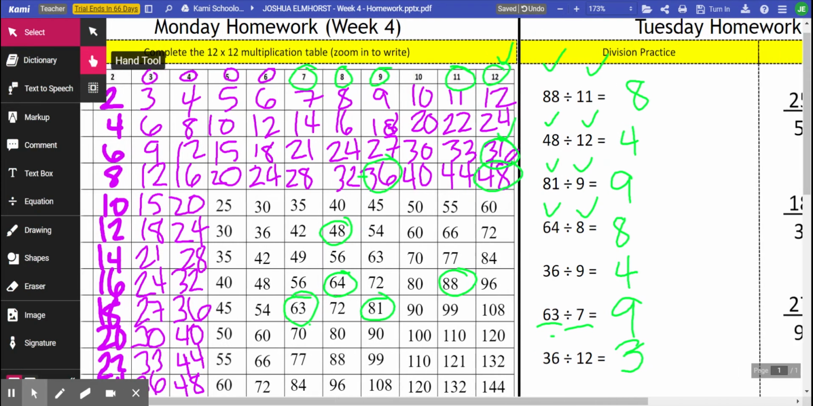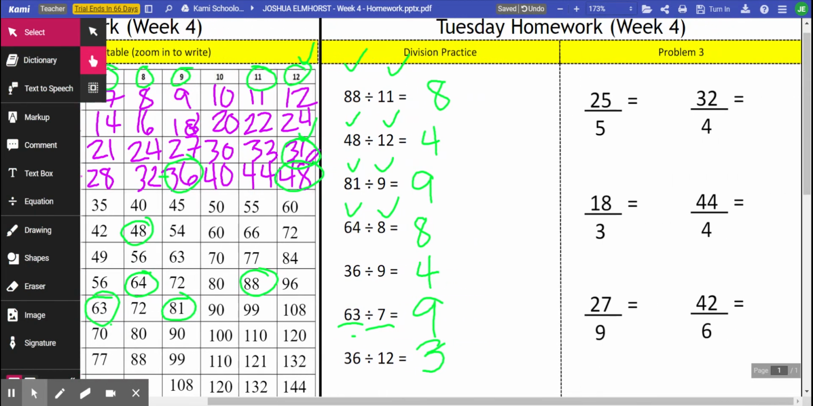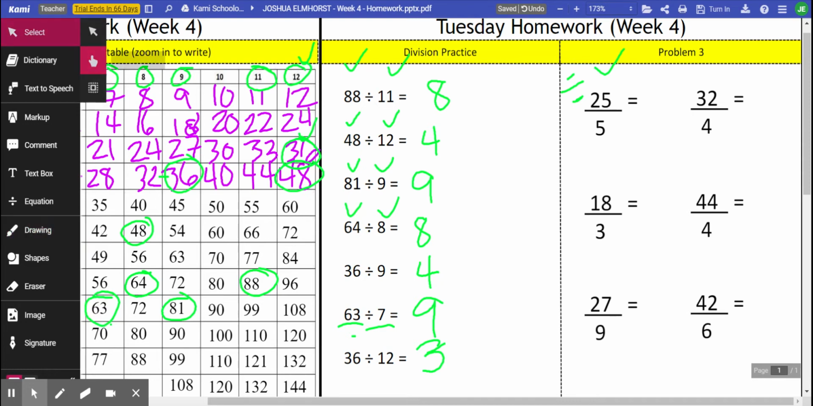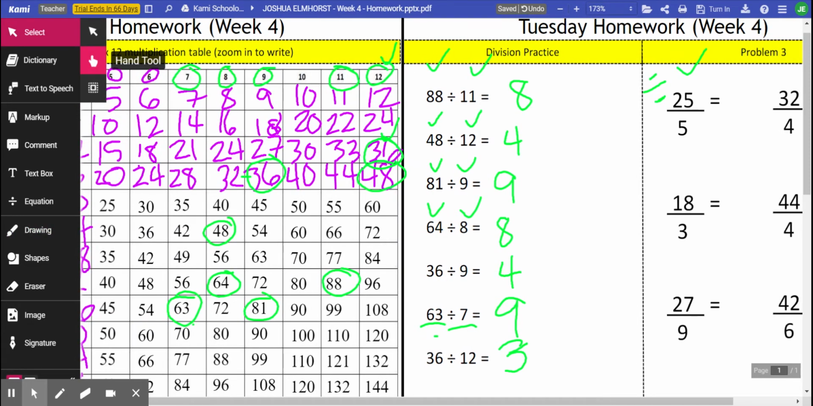Now, on the right side over here for Tuesday, you can also see 25 as a fraction over 5. Well, this fraction form also means division. So 25 divided by 5. So you can find your 5s on the chart. This works in the same way.